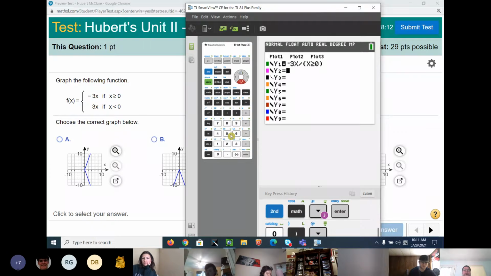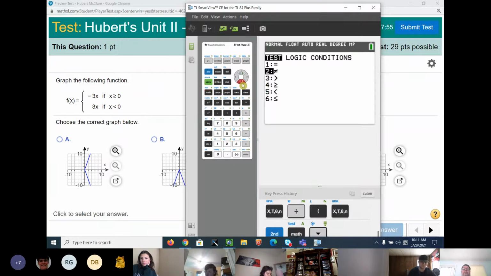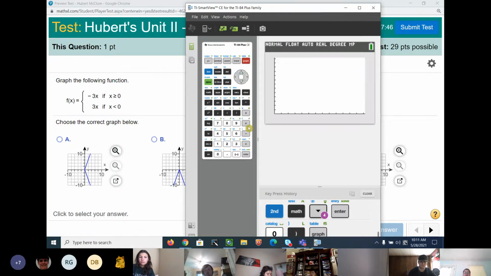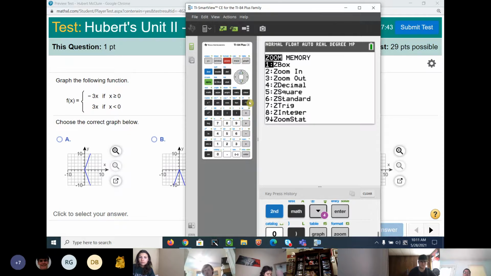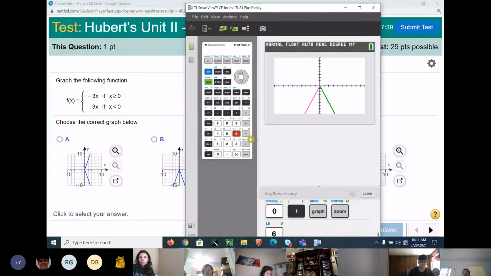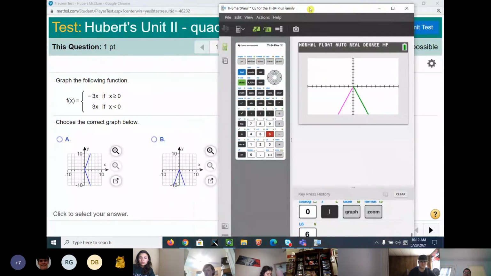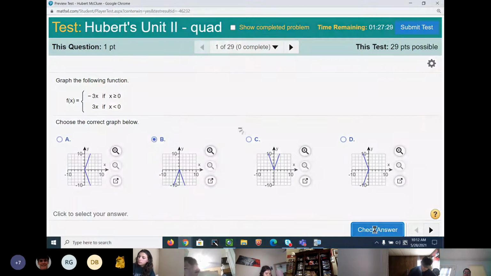And then I'm going to go down here and put 3x, divided by parentheses, negative numbers, x, second test, less than 0. Close parentheses and graph. And do a zoom standard. There you go. So match it up, and it looks like B, Bravo. So as you can see, the first question, not that bad.